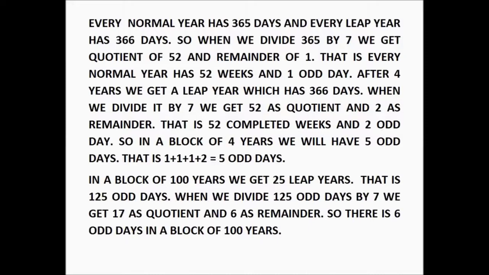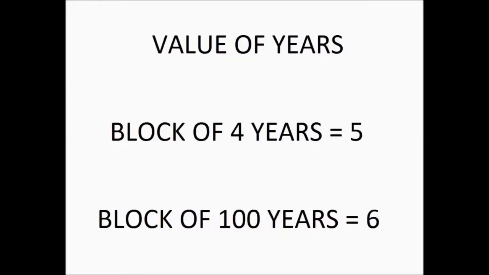In a block of 100 years we get 25 leap years. That is 125 odd days. When we divide 125 odd days by 7 we get 17 as quotient and 6 as remainder. So there are 6 odd days in a block of 100 years. Value of a block of 4 years equals 5, block of 100 years equals 6.